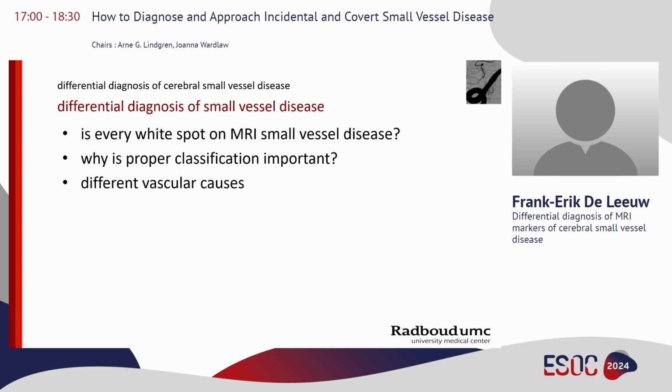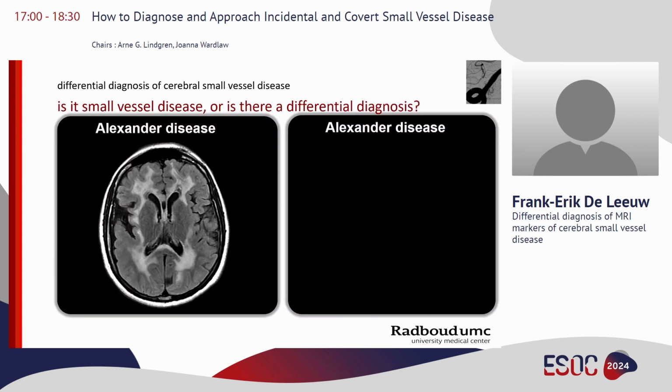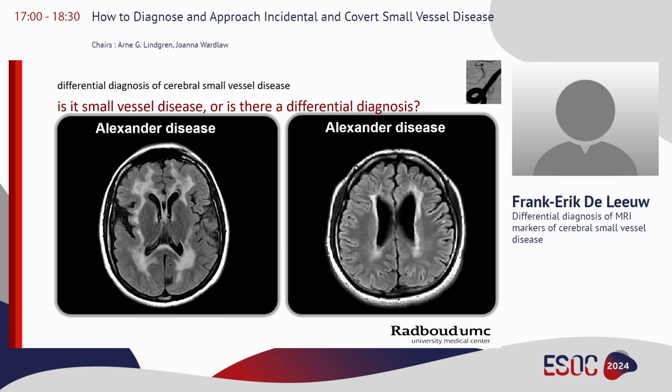Why is the proper classification of small vessel disease important? And I can briefly touch upon different vascular causes of small vessel disease. So just some examples. I think everybody will agree that this is not small vessel disease. This is Alexander disease, no doubt about it, based on seeing these MRI scans. But if we show you the scan of another patient with the same disease, there may be some doubt what kind of leukodystrophy-like disease you're talking about.